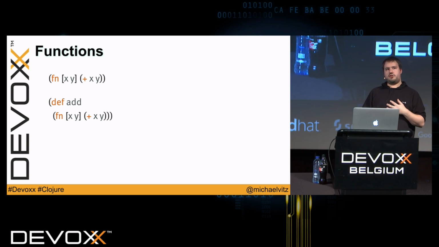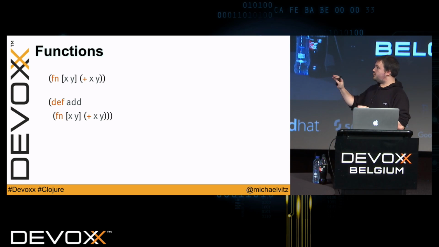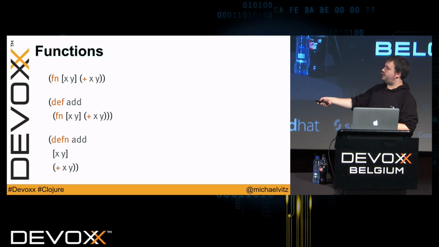So what we can do, because functions are a first-class citizen, we can just assign a function to a variable. So now our function has a name, add, and can be used everywhere. And because this is so common, and you see it everywhere in the Clojure world, there's of course a shortcut, which is another symbol, defn. And defn basically just takes the function name as the first argument and then the input parameters and the body.